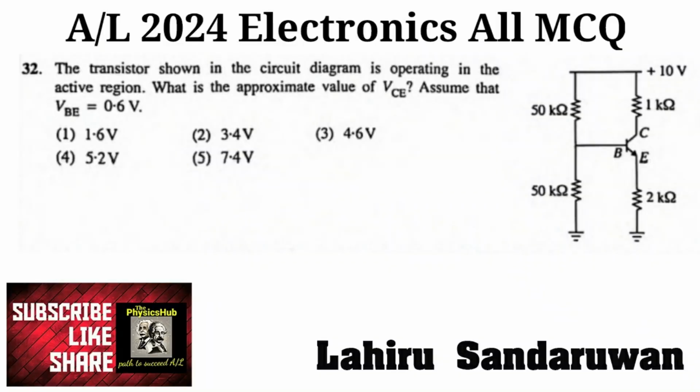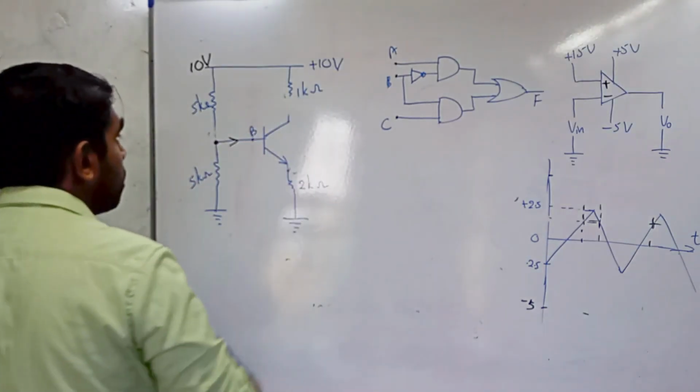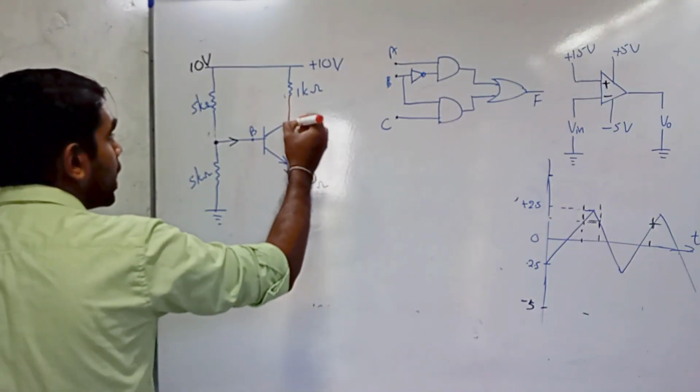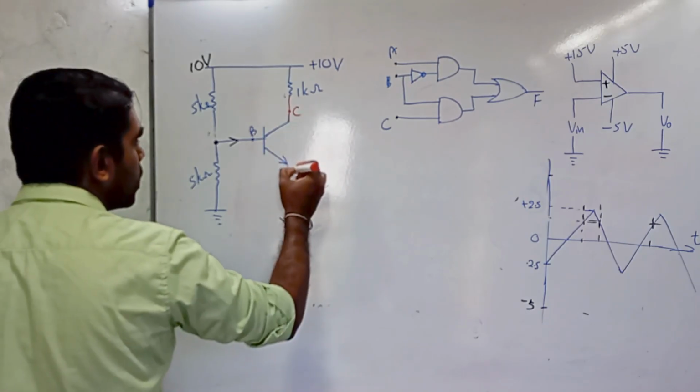Question number 1. It is the 32nd question of the 2024 A-level paper. The transistor shown in the circuit diagram is operating in the active region. What is the approximate value of VCE? Assume that VB is 0.6. VCE means the voltage drop between collector and emitter.